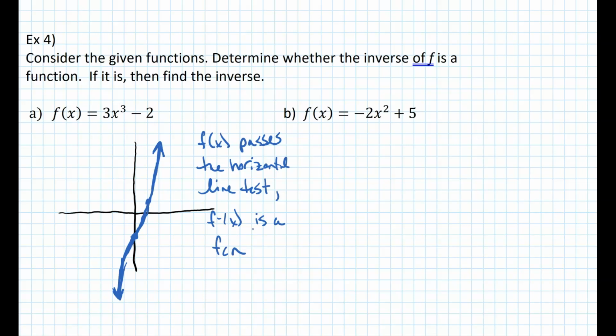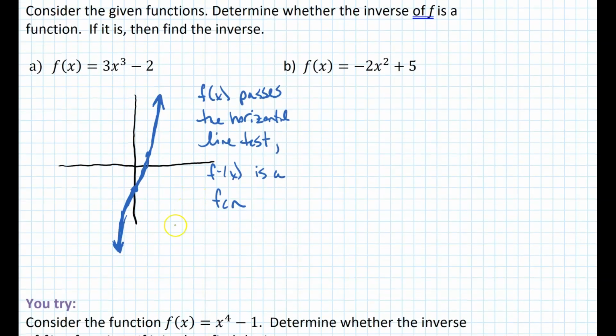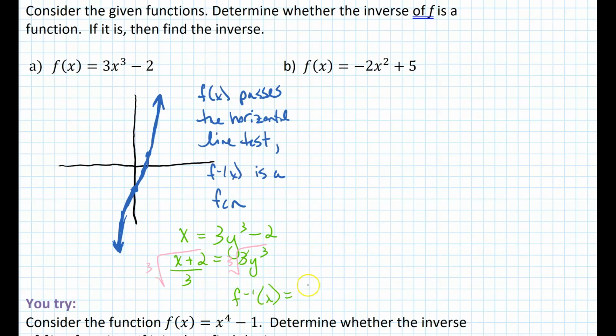All right, so it asked us, if it is a function, to go ahead and find the inverse. So again, we're going to switch the x's and the y's. So this becomes x equals 3y cubed minus 2, and then solve for y. So we get x plus 2 equals 3y cubed. Divide both sides by 3, and what would be left over from there? x plus 2 over 3 equals y cubed. Then we need y by itself, so take the cube root of both sides. In the end, we have the inverse of f is equal to the cube root of x plus 2 over 3.